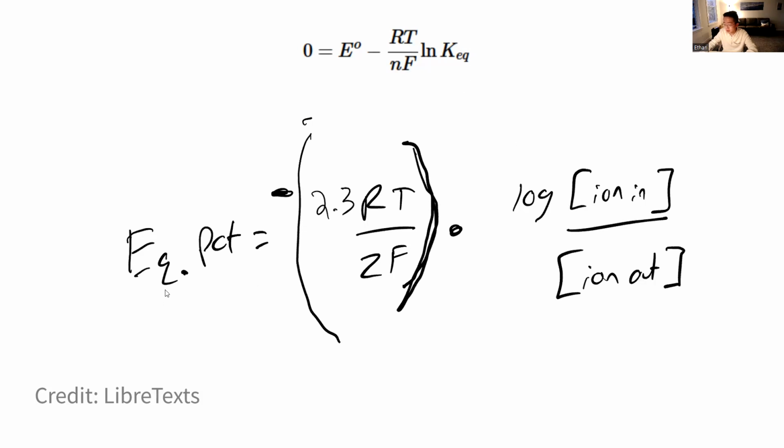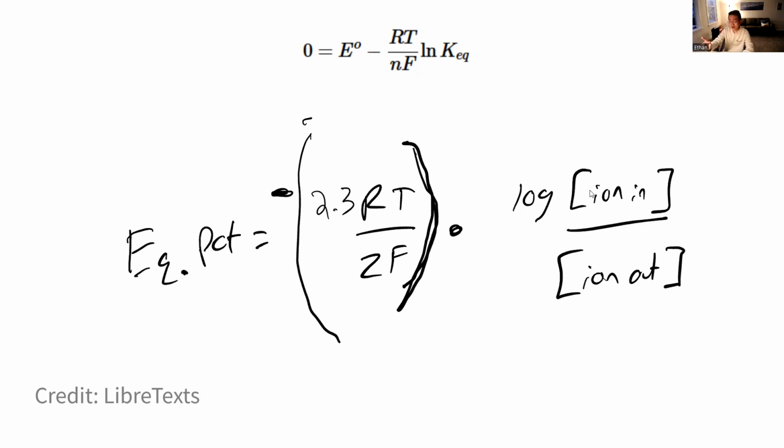But in short, what is this? The equilibrium potential, in volts, is equal to negative 2.3 times the gas constant times temperature in Kelvin, over Z, the charge of the ion, times the Faraday constant, times the log base 10 of the fraction of concentration of ion inside over concentration of ion outside. And I know I just said like 1,000 words really quickly that mean nothing to you. Let me explain through examples.